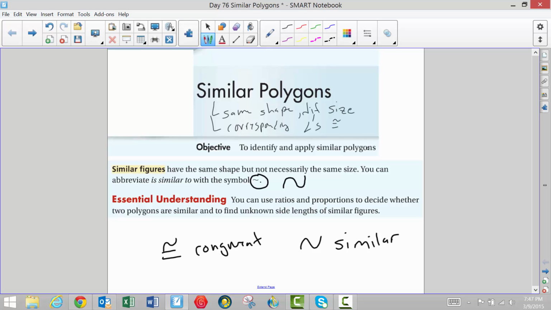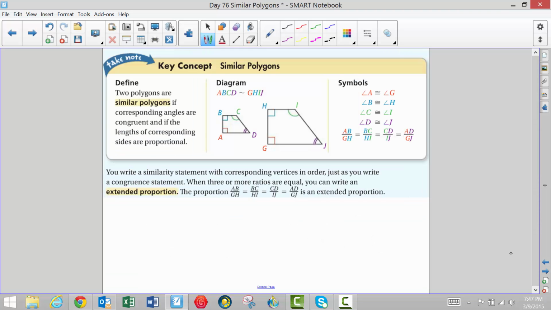So similar polygons are similar shapes. They are same shape, different size. And again, you have your congruent symbol, and now we have our similar symbol. So our key concept here is two polygons are similar polygons if corresponding angles are congruent and the corresponding lengths are proportional. So just like we had a congruent statement, we also have a similarity statement. Okay, the similarity statement tells us what angles are congruent to what angles and what ratios of the sides are going to be equal.